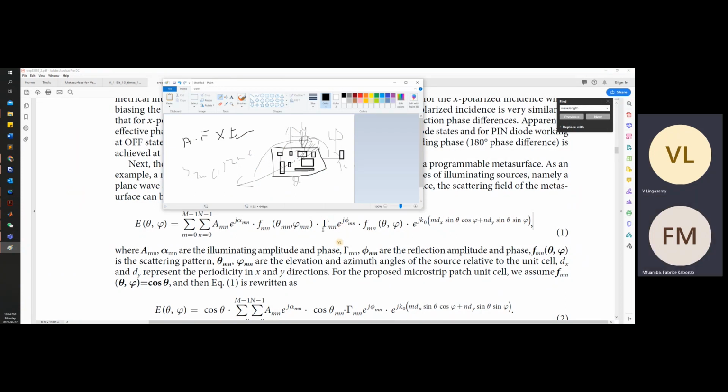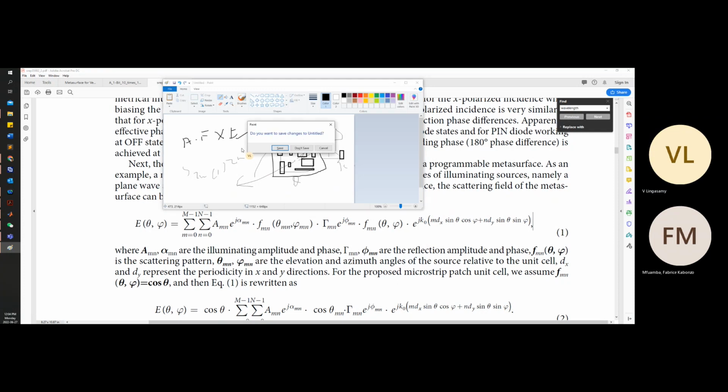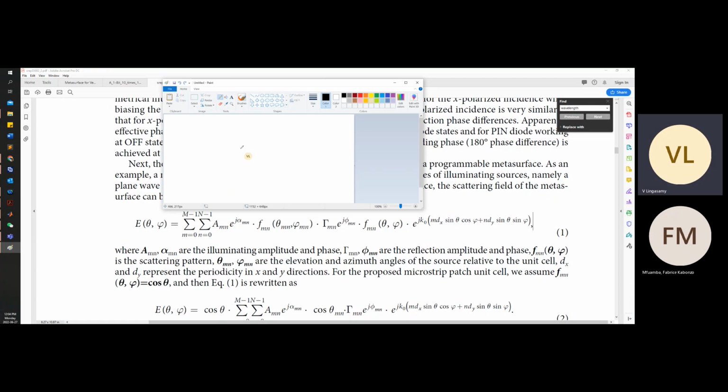So why are we concerned about these things? Let me show you. You have some feed over here, and this is the metasurface or reflectarray, whatever it may be. The signal is coming over here and gets reflected. Ideally my reflection coefficient should be 100%, which means it should be 0 dB. I need 100% reflection.